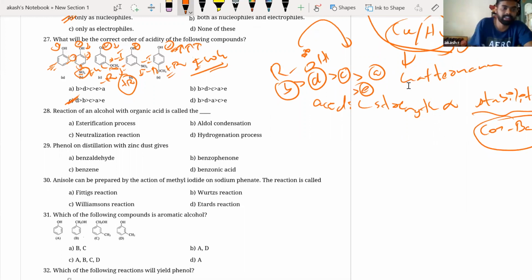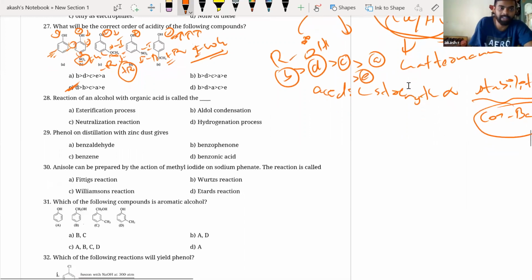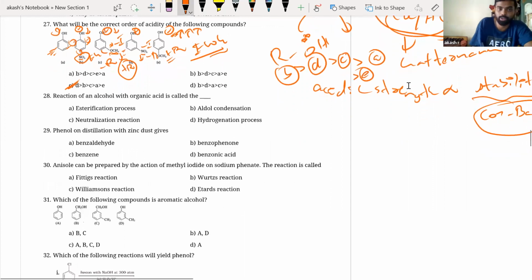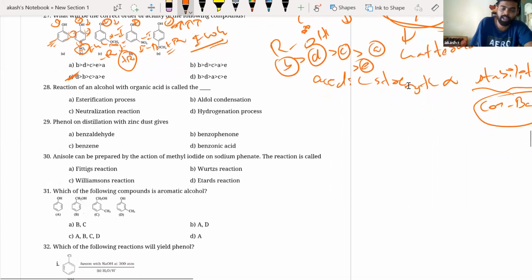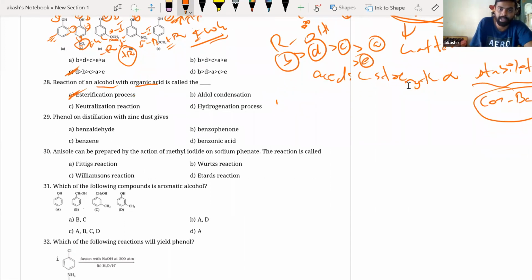Next, again, this is a very easy question. Alcohol with organic acid is called the esterification reaction. We know how to do this. ROH, and then you have HOC double bond O, R dash. This is your alcohol, this is your acid. Now what you have to remember is you remove H from the alcohol and OH from the acid. If you remove H2O, you are going to form ROC double bond O, R dash. This is your ester.